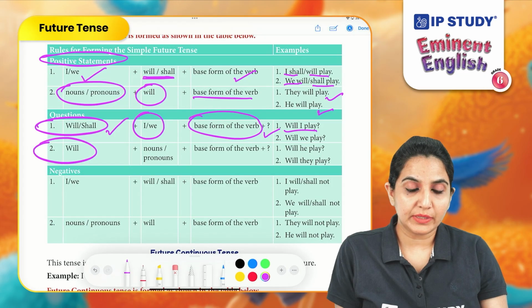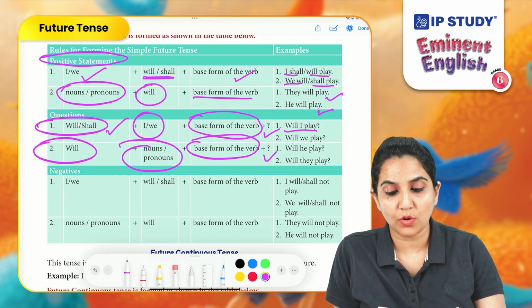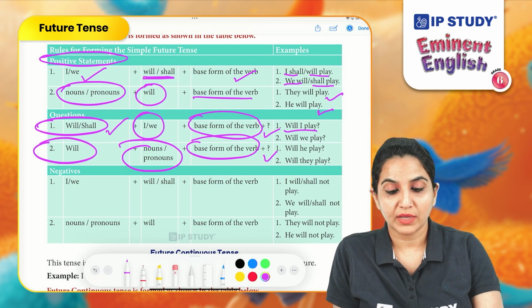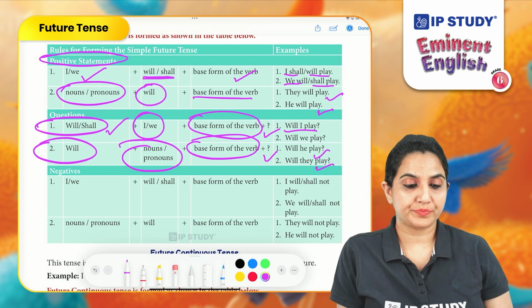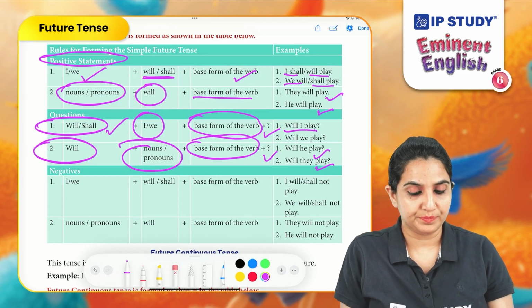When starting with will, we use nouns and pronouns along with the base form of the verb, and always remember to put a question mark. Will he play? Will they play? So, for simple future tense, we use the base form of the verb.